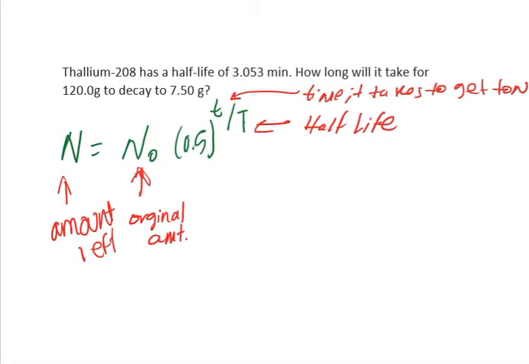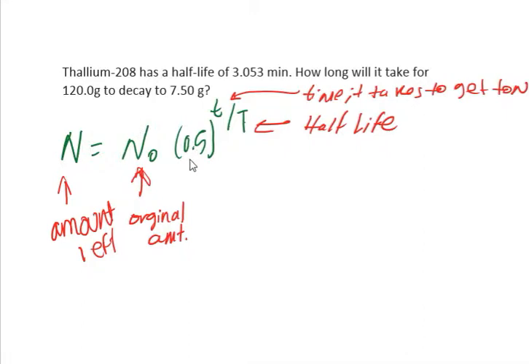Okay, it says Thallium-208 has a half-life of 3.053 minutes. How long will it take for 120 grams to decay to 7.50 grams? Well, this is the half-life formula here. It says N is equal to N naught times 0.5 raised to the power of little t divided by capital T.